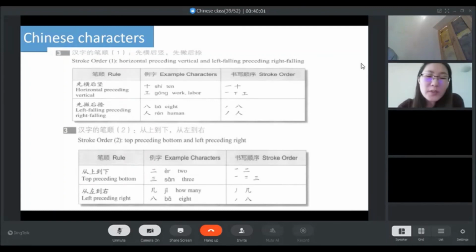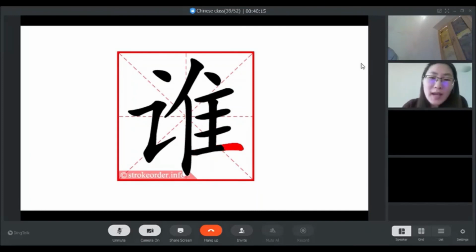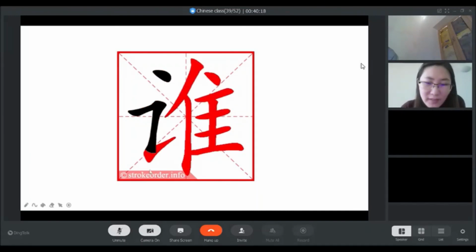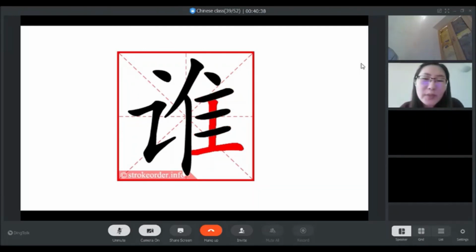So when you write the Chinese character, you write the left first and then write the right one. For example, this one, we write the upper and left side first, and then go to the right part from up to down. This is the stroke order of the Chinese words. Every word follows this when writing the Chinese characters.